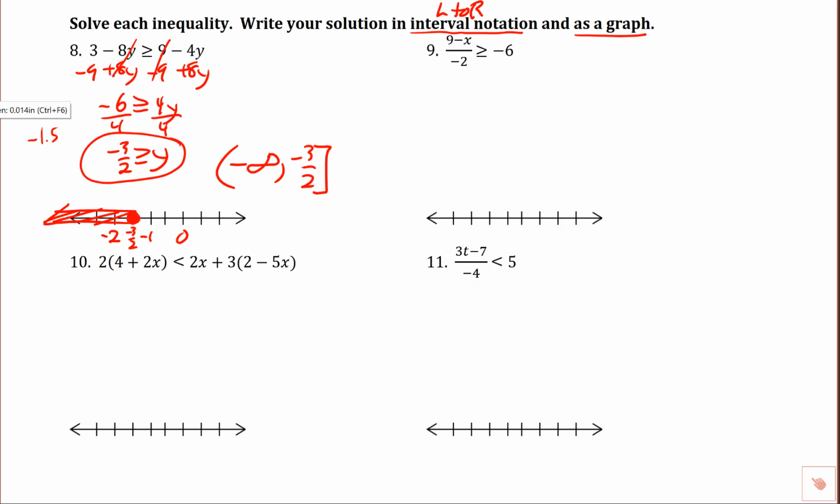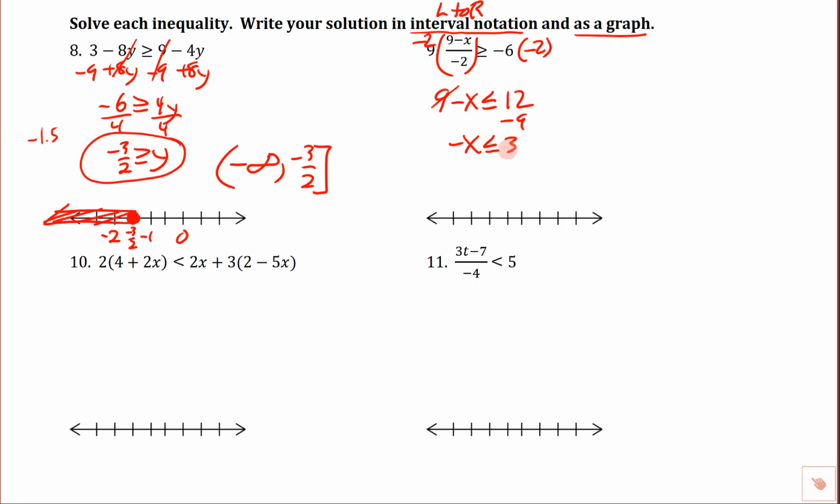Okay, on to number 9. We're going to get rid of this fraction right here by multiplying both sides by that negative 2. Remember, if you multiply by a negative, you have to switch the direction of the inequality. So this is going to be a 9 minus x. Switch the direction of that inequality, and then on this side we've got a 12. We're going to move the 9 to the other side by subtracting 9. And we're going to have a negative x over here, less than or equal to.